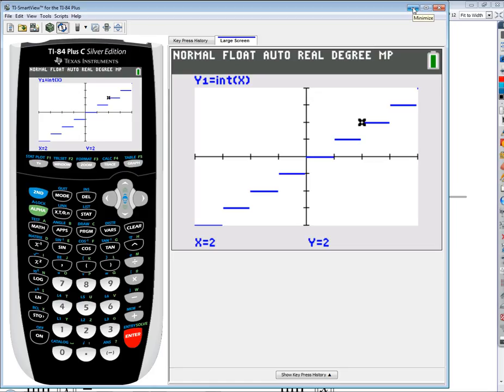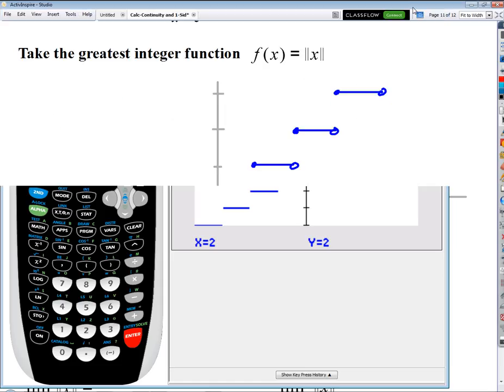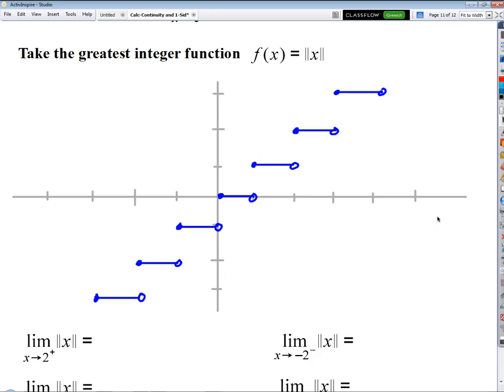There's just a little too much. So, okay, if I draw this, the calculator's deficiency is it can't draw open and closed circles. That's what it really should look like, isn't it?